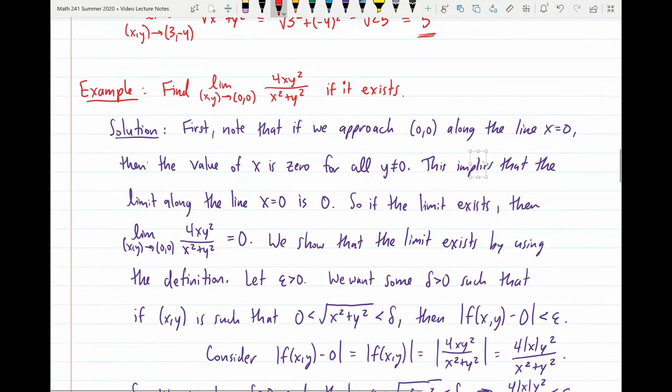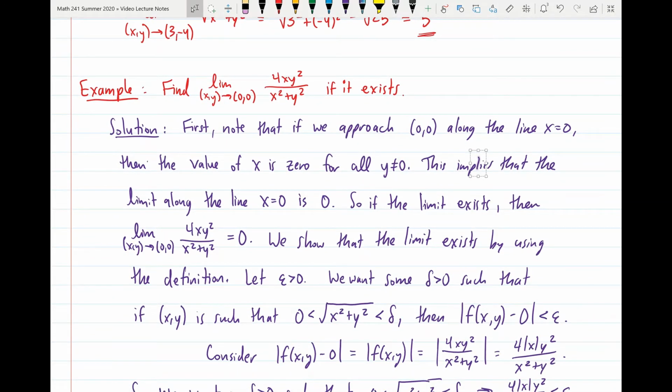So first, we want to note that if we approach the value (0, 0) along the line x equals 0, then the value of x is 0 for all y not equal to 0. So first off, what do I mean by approaching the point (0, 0) along the line x equals 0?